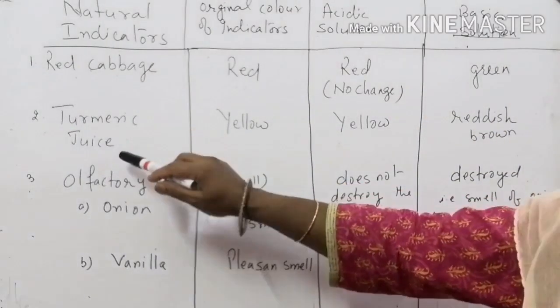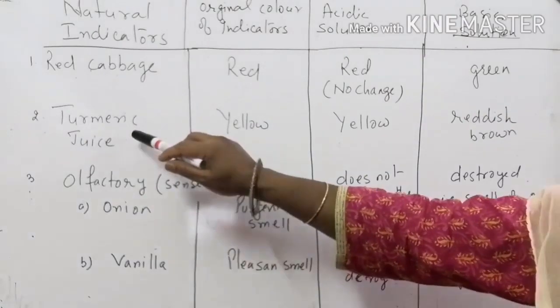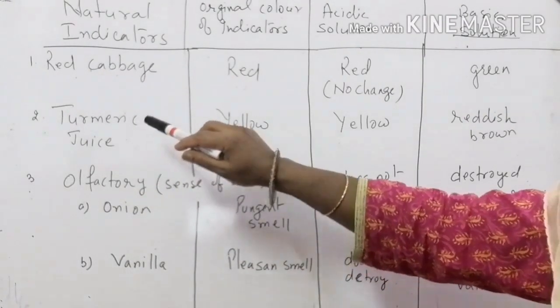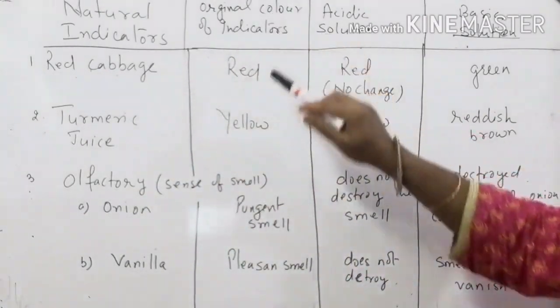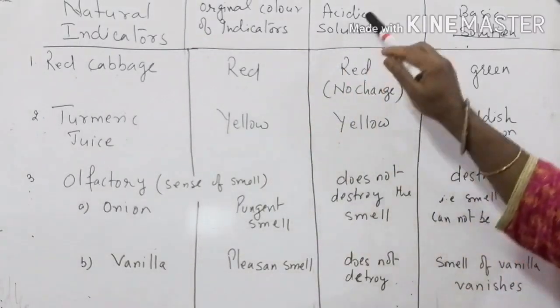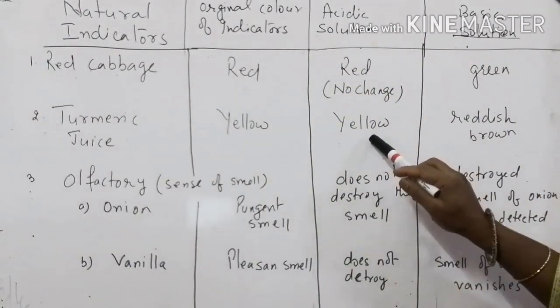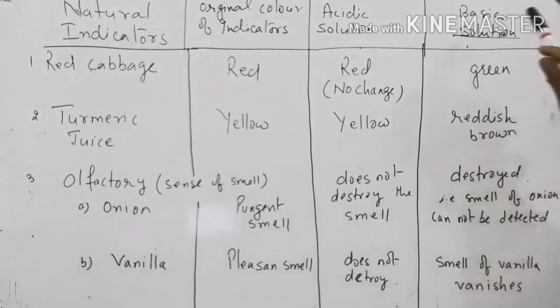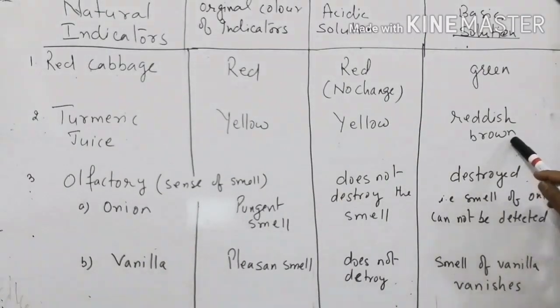Next, turmeric juice, which we have just now seen in the experiment. The original color of turmeric juice is yellow. In acidic solution, it remains yellow, whereas in basic solution, it changes to reddish brown in color.